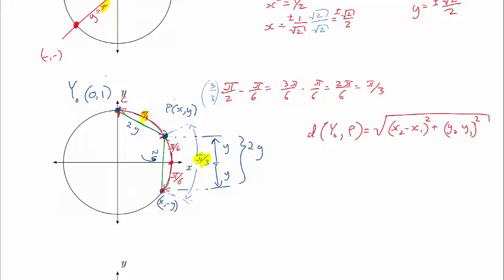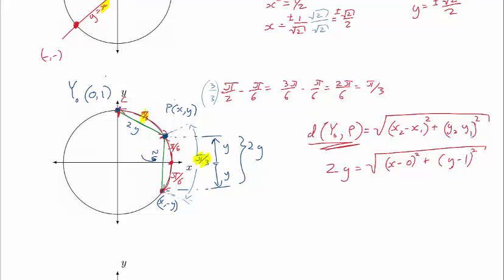Alright, so we're going to be plugging in what we know. The distance, well, we already know the distance. It's 2y. And then for over here, we just plug in the points that we know. The two x coordinates are x and 0. And then the two y coordinates are y and 1. Okay, that's the formula.